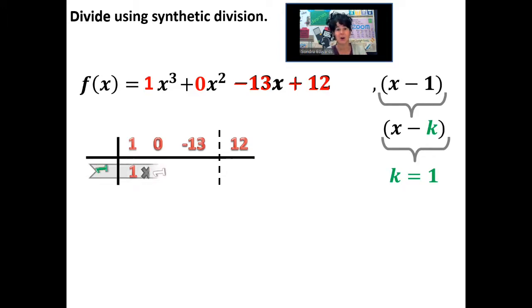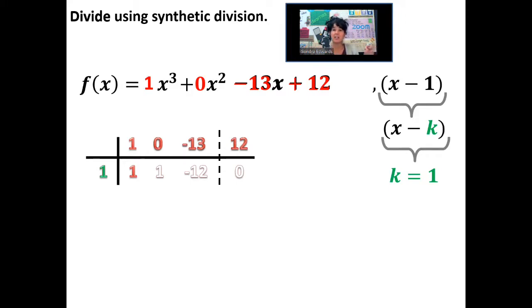So multiply across. 1 times 1 is 1. Add diagonal. We're going to add that negative 13. So 1 times 1 is 1, plus a negative 13 is negative 12. Drop that answer down. Okay, and we start again. Multiply across. So 1 times negative 12, which is negative 12. Add diagonal. Okay, so one more time. 1 times negative 12 is negative 12, plus 12 is 0. Drop that answer down.